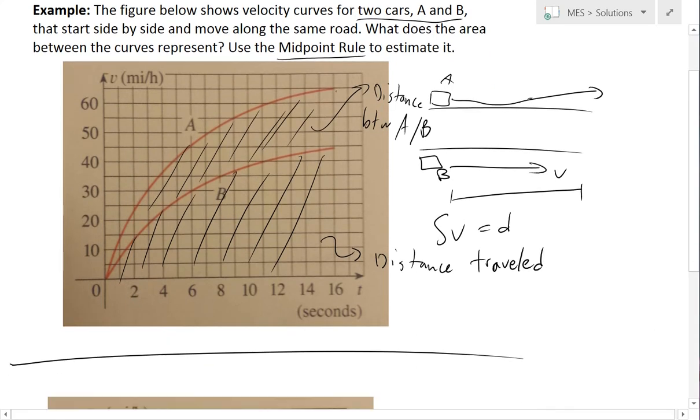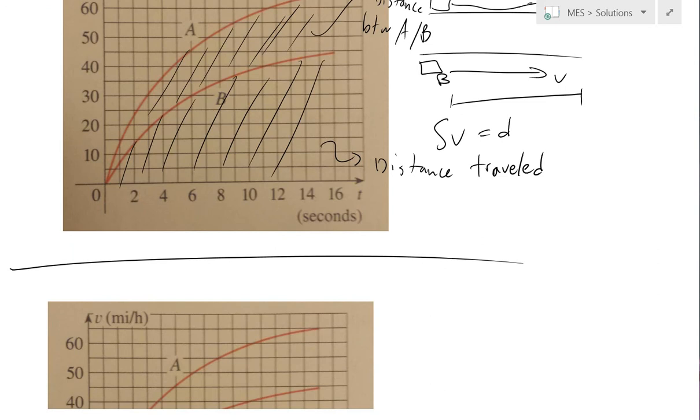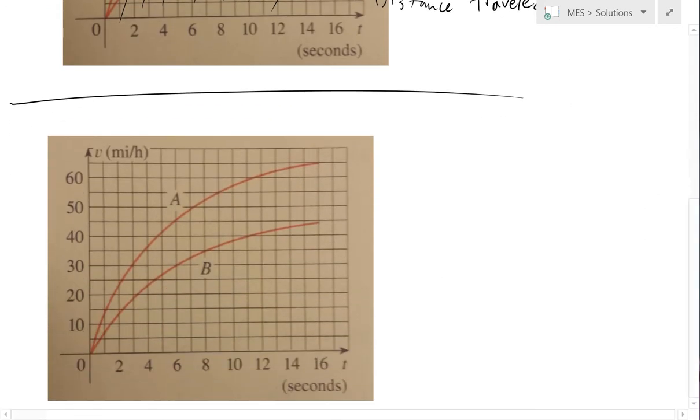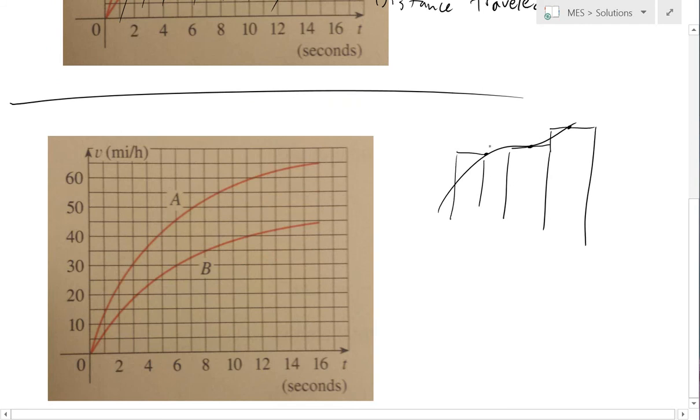Now let's estimate this area, the distance between A and B, using the midpoint rule. The midpoint rule, like I showed in my earlier video on integrals, is where if you have a curve like this, you would find a point, then move left and right, and find another point in the center. That's the midpoint, versus if you had the right side, that would be the right hand rule. So that's right, and this is midpoint.